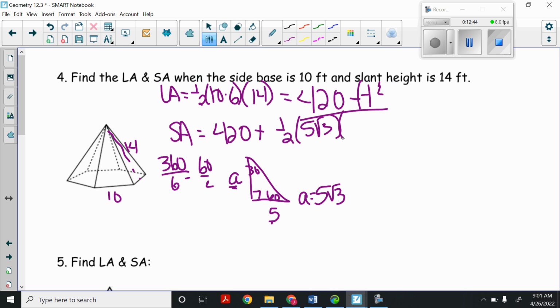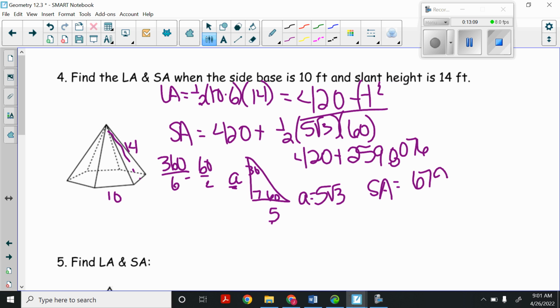times the perimeter, which was 60 times 6. So 60 times 5 square roots of 3, and then cut in half. So we have 420 plus 259.8076. So when I add those together, I get that my surface area is 679.8 square feet.